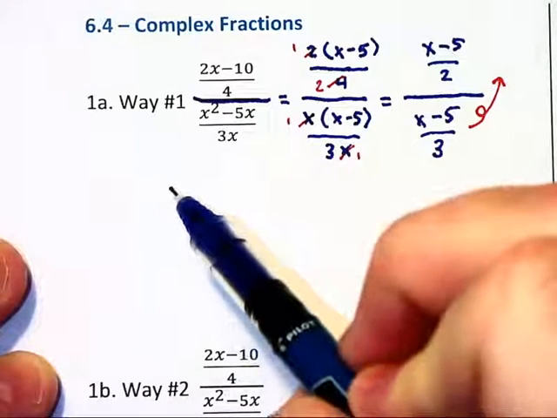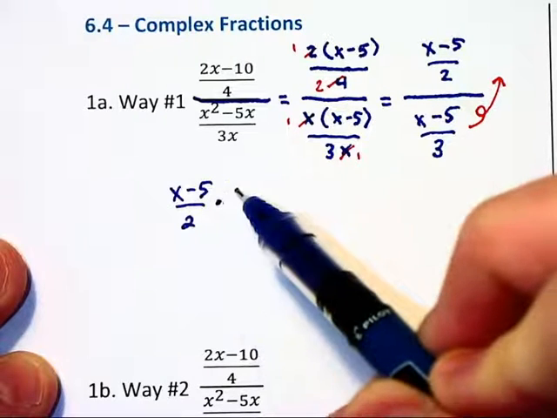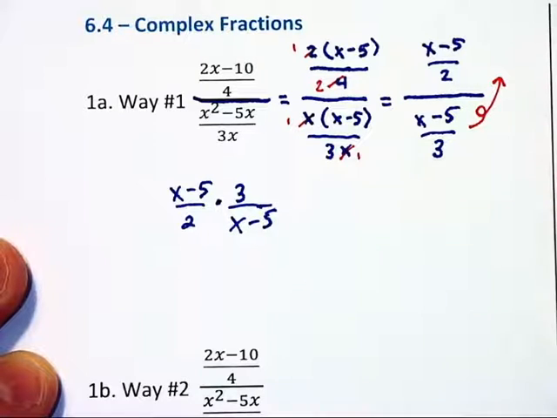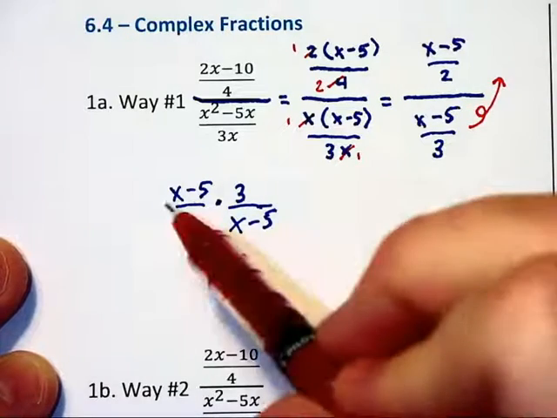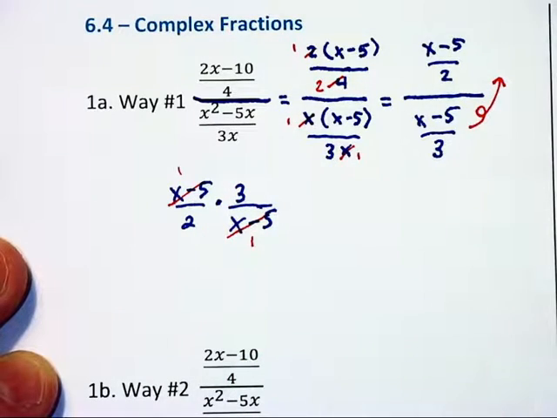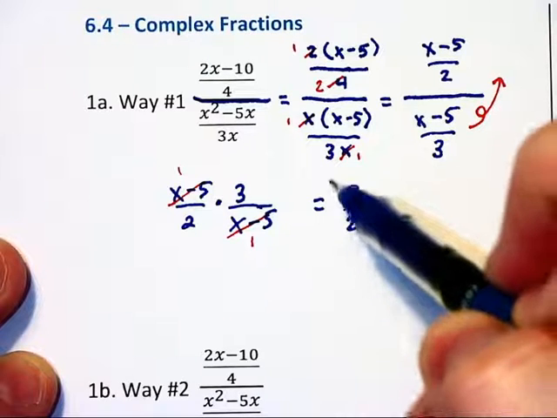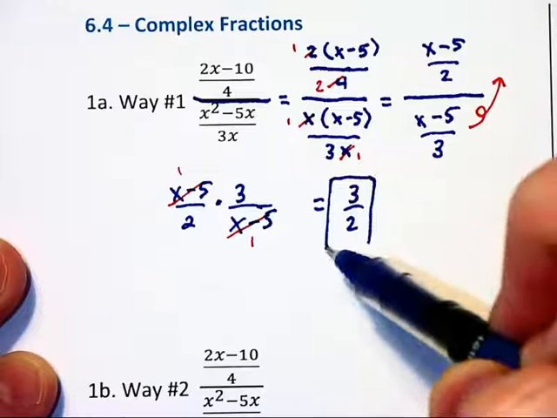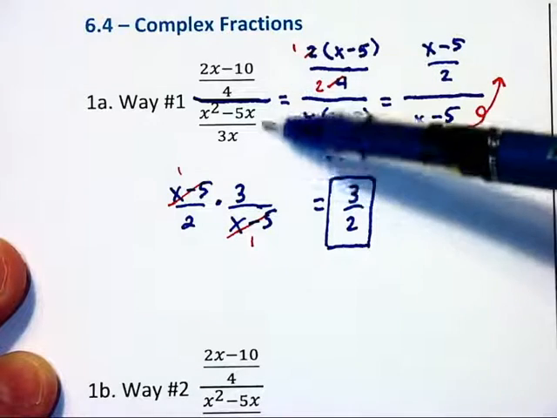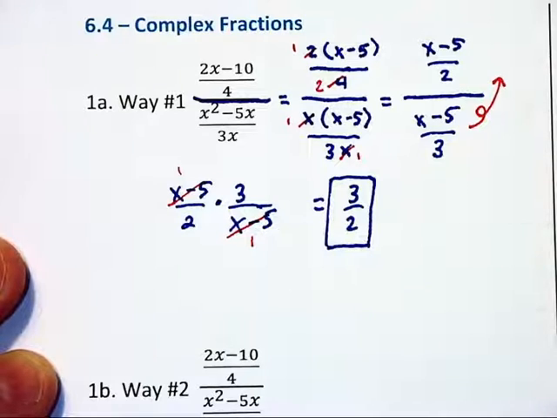This would then give us x minus 5 over 2 multiplied by 3 over x minus 5. We could then see that the x minus 5's will cancel on the diagonal there and leave us with a simplified form of 3/2. Now that's a very methodical process. Simplify the numerator, simplify the denominator, then multiply by the reciprocal and cancel.